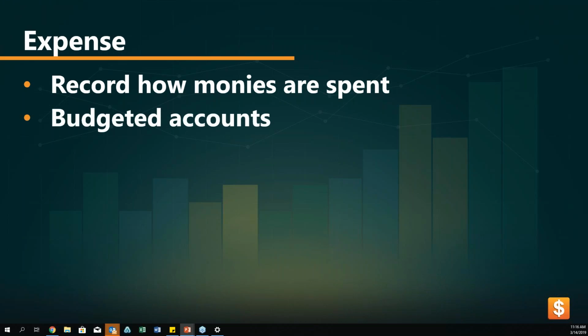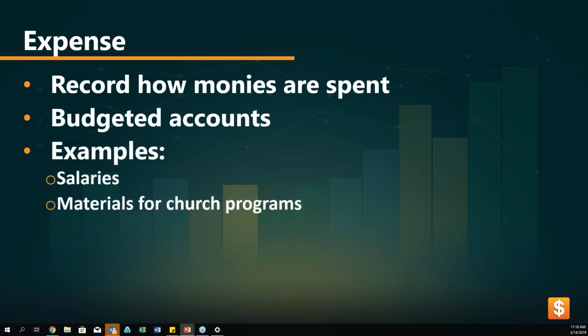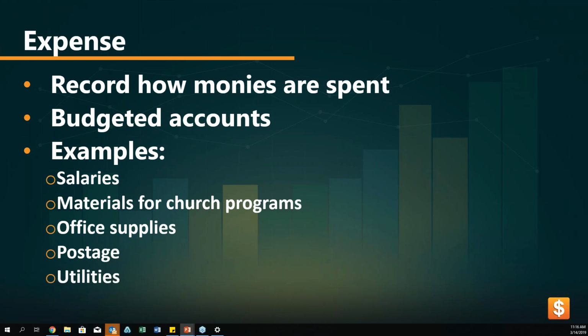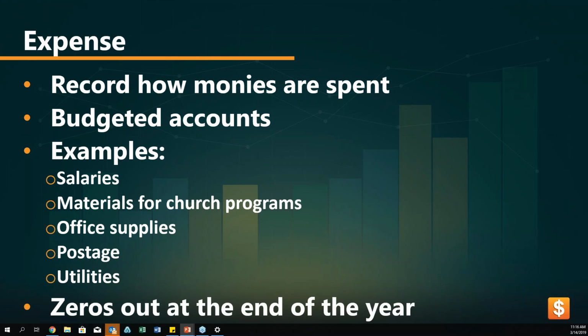These are budgeted accounts, and examples of these accounts are salaries, materials for church programs, office supplies, and postage. Also utilities as well, great example. So these are going to be examples, and these do zero out at the end of the year as well.